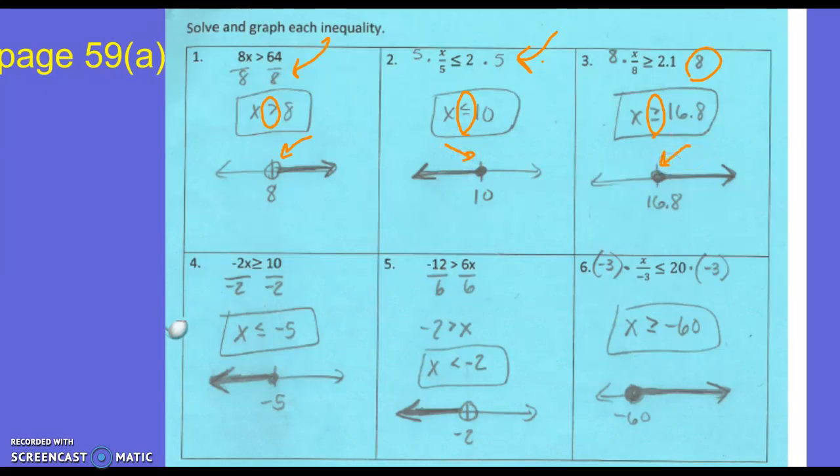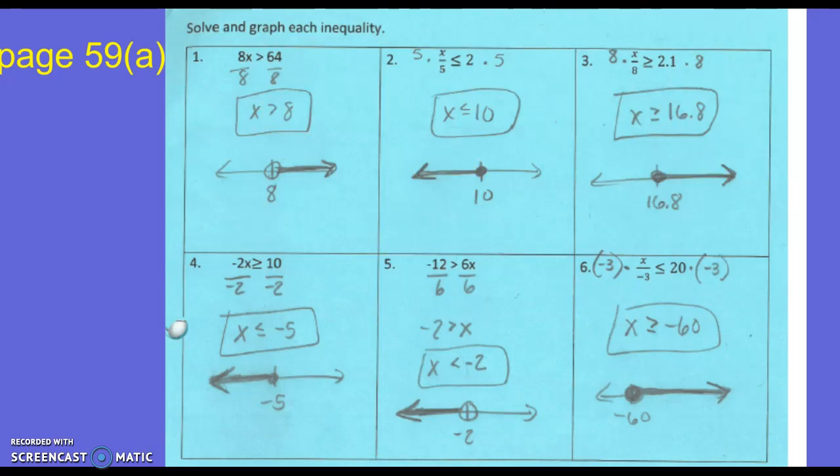Was it open or closed? And did you shade the right way on the number line? Remember, if x is on the left side, like all of the problems in numbers 1, 2, and 3, the way that the arrow is pointing is the way that you shade. So on problem number 3, the arrow is pointing to the right, we shade to the right. On problem number 2, the arrow is pointing to the left, we shade to the left.